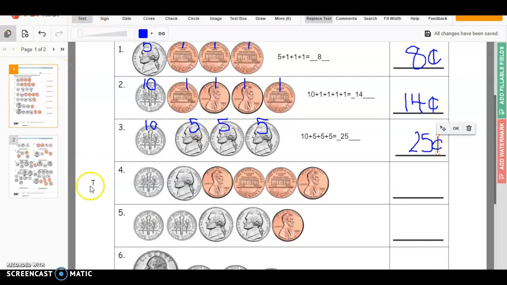Number 4, remember again, our small silver coin is a dime, and a dime is worth 10 cents, so I'm going to write 10 on top. A nickel is a little bit larger than a dime, but it has a smaller value. It's only worth 5 cents, so I'm going to write 5 on top. And then the rest of my coins are pennies, so I'm going to write 1s on top of my pennies because I know that they have a value of 1 cent.